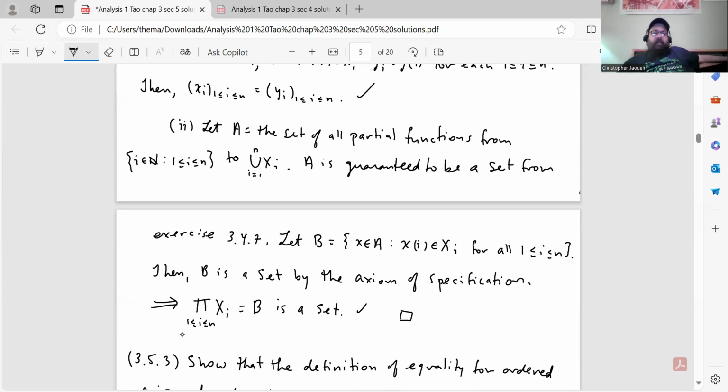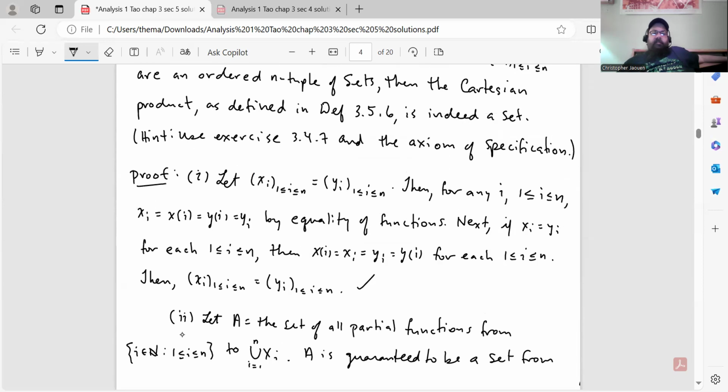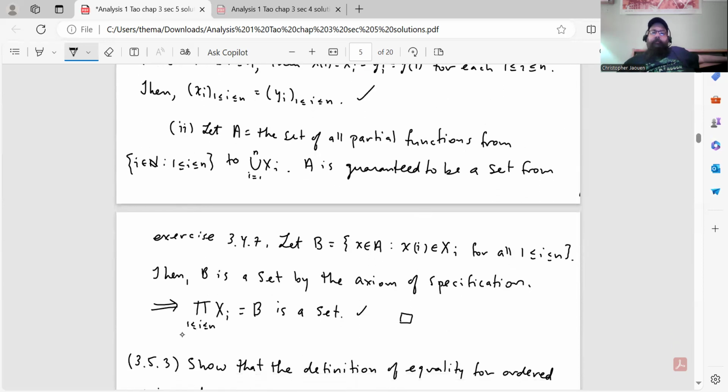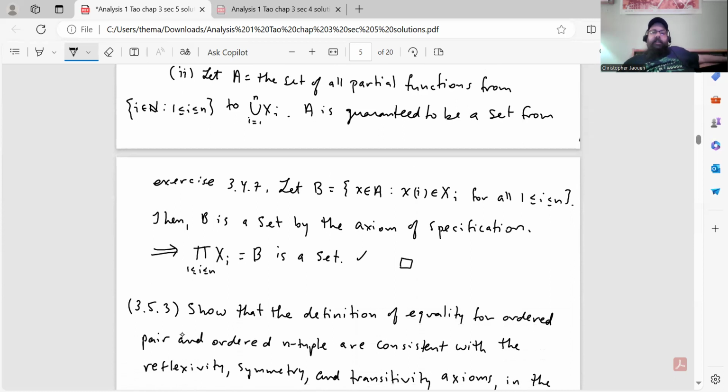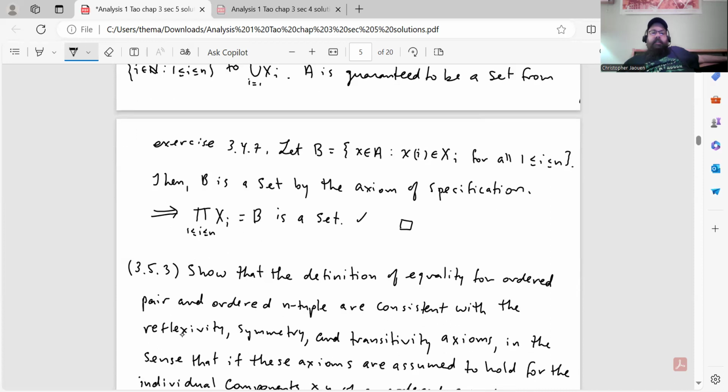So here I'm assuming the result from exercise 3.4.7. All right, A is guaranteed to be a set from exercise 3.4.7. Let B equal the set of all x in A such that x(i) is an element of X_i for all i between 1 and n. Then B is a set by the axiom of specification, which implies that the Cartesian product of the X_i, i going from 1 to n, is equal to B as a set.